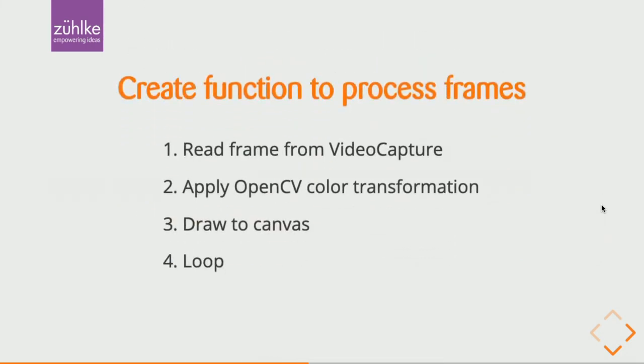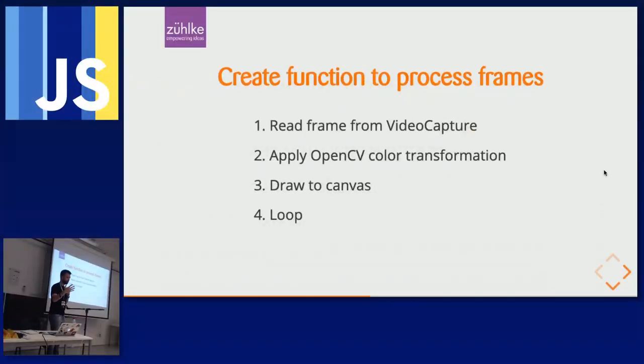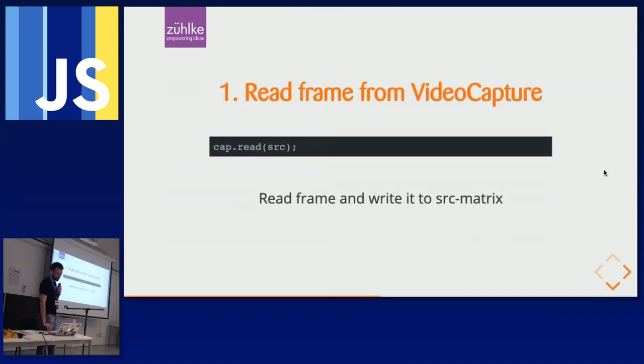So we have 4 things that we have to do. We saw it earlier, we set up the video capture and the matrices, that is already cool. Now we have to have some sort of painting loop, right? So we have to read from that video capture, then we convert to grayscale, and then we draw to the canvas, and then we call us again. And then we have our basic animation loop that will fetch from the video stream, grayscale all the things, draw onto the canvas. So how does that look like?